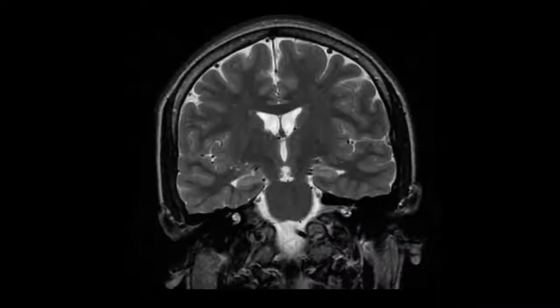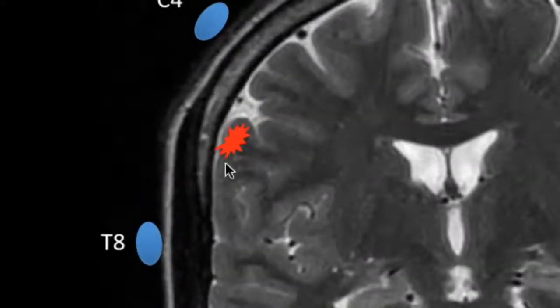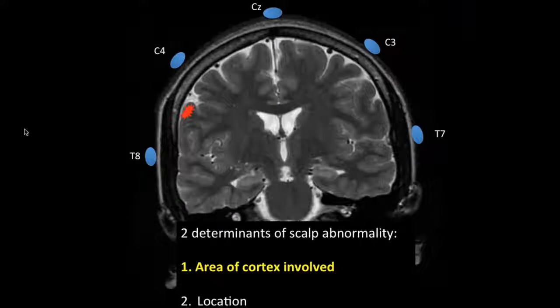In order to understand why, we can look at a coronal section of a normal brain. For the purpose of illustration, I will place the approximate positions of some scalp electrodes. The likelihood of finding an abnormality on scalp is dependent on two main factors: the area of the cortex involved and the location of the abnormal activity. If there are focal synchronous abnormal neuronal discharges, which would normally generate interictal epileptiform activity, but it involves only a small area, as demonstrated by this red star, then this may not be seen by the overlying scalp EEG recording, whereas a larger area of cortex involved might be easily seen on scalp EEG.